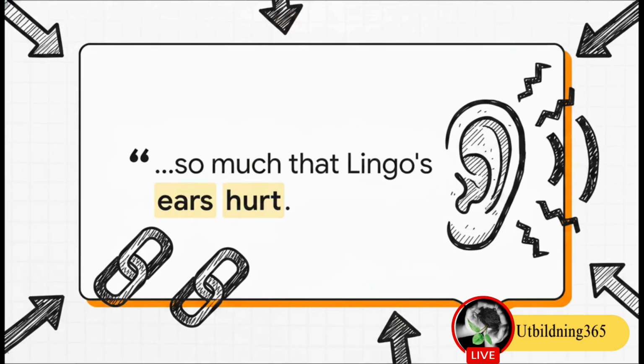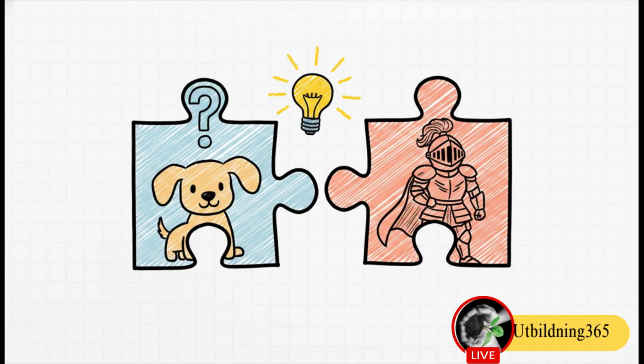For example, what if I just walked up to you and said, so much that Lingo's ears hurt? You'd probably look at me like I was crazy and ask, what? What so much? Right? It just doesn't make any sense on its own. It leaves you totally hanging. And that feeling, that wait, what feeling, is the telltale sign of a subordinate clause.